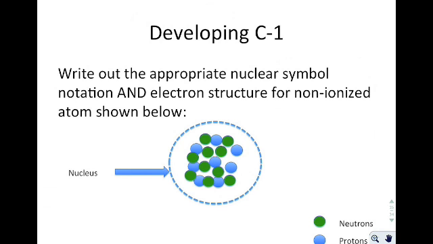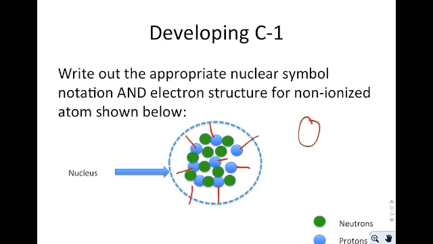So now, developing, it says write out the appropriate nuclear symbol notation and electron configuration for a non-ionized atom below. Now this is review. The first thing we do is look at the number of protons and neutrons. So I have 1, 2, 3, 4, 5, 6, 7, 8 protons. If it's 8 protons, I know this is an 8 and an O, because the atomic number is 8, meaning 8 protons.